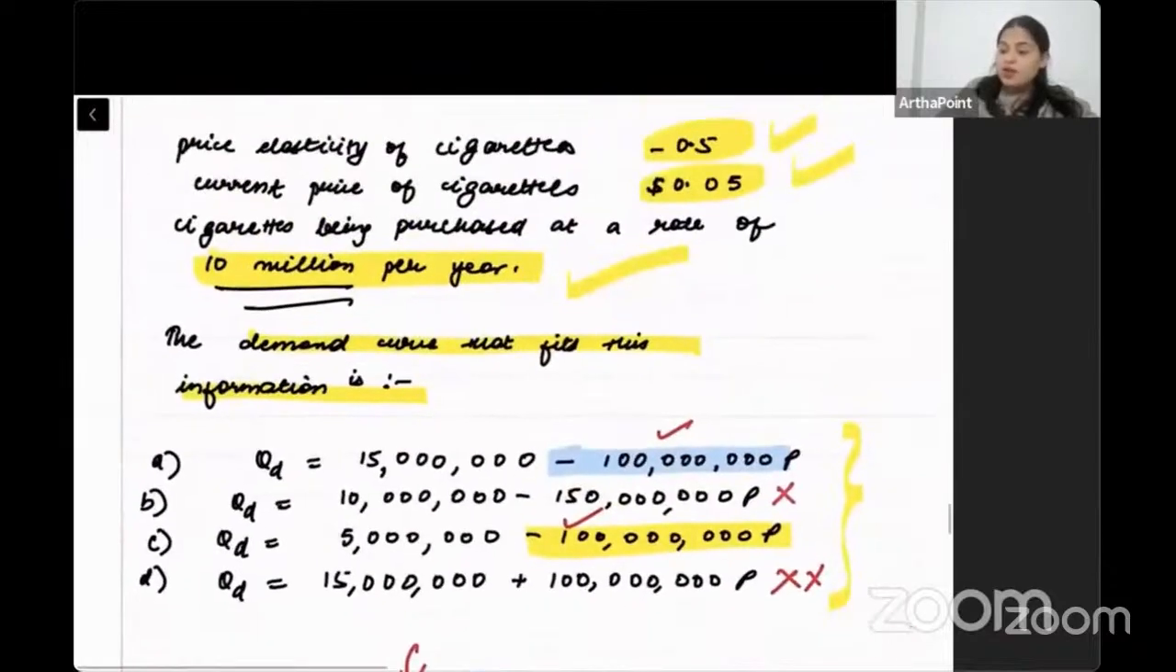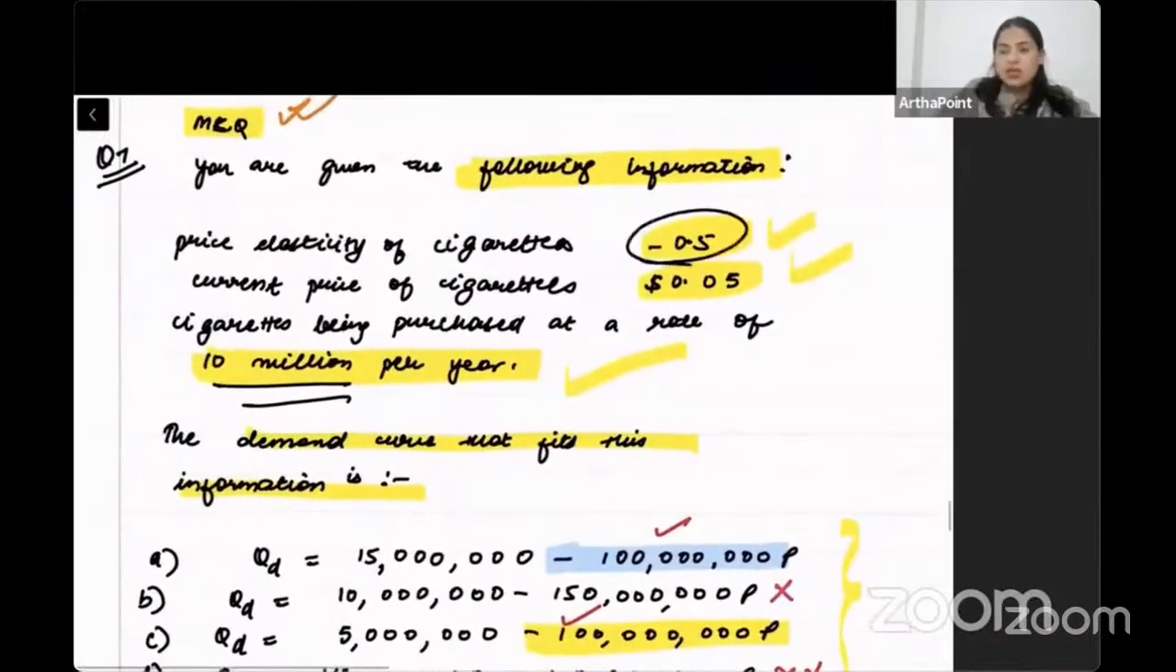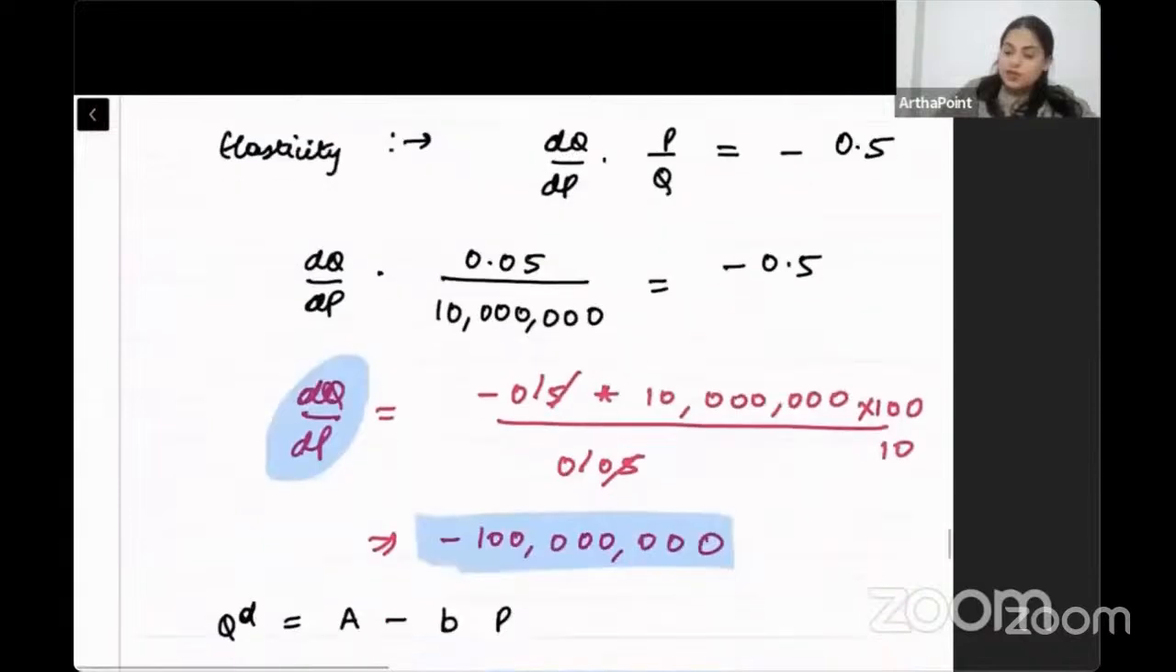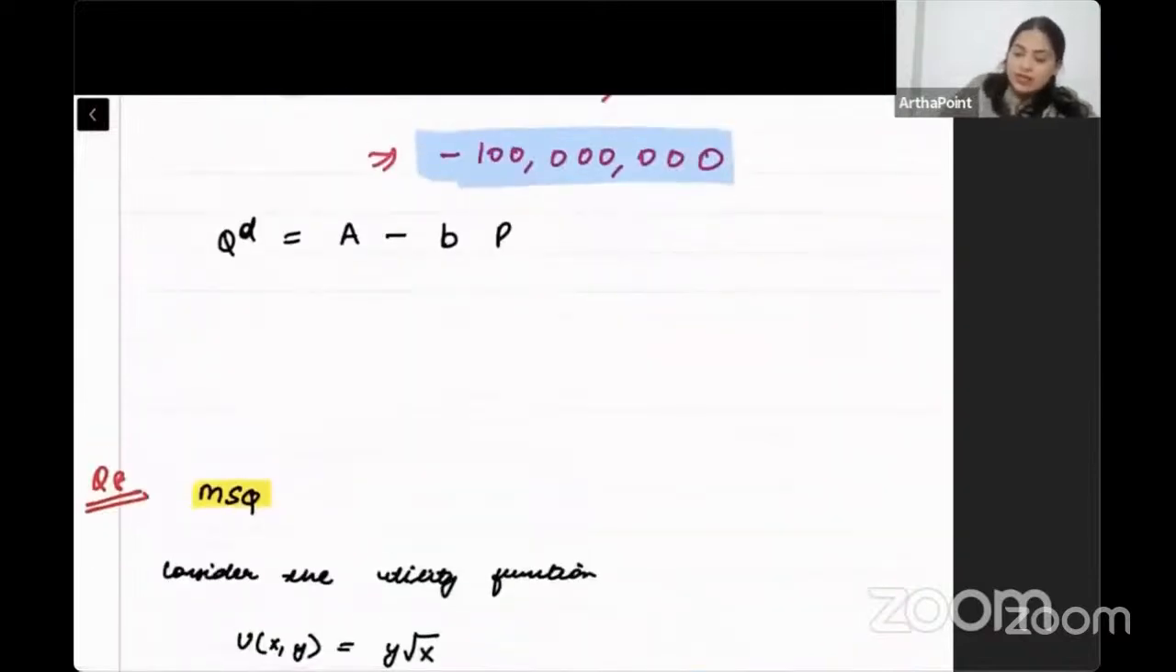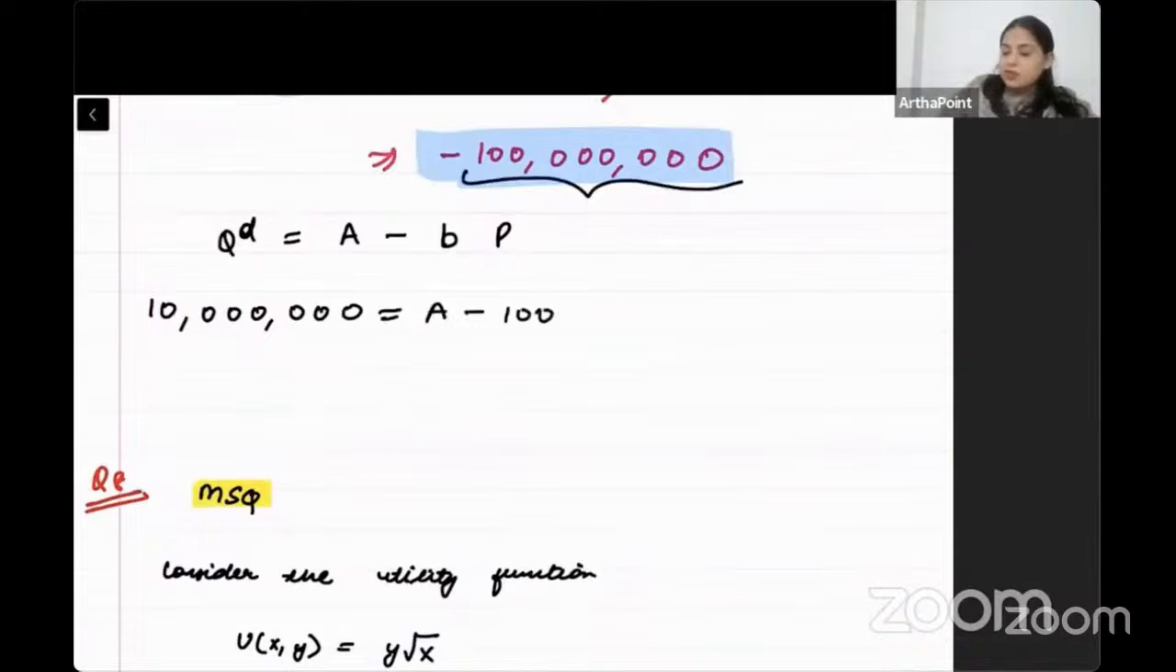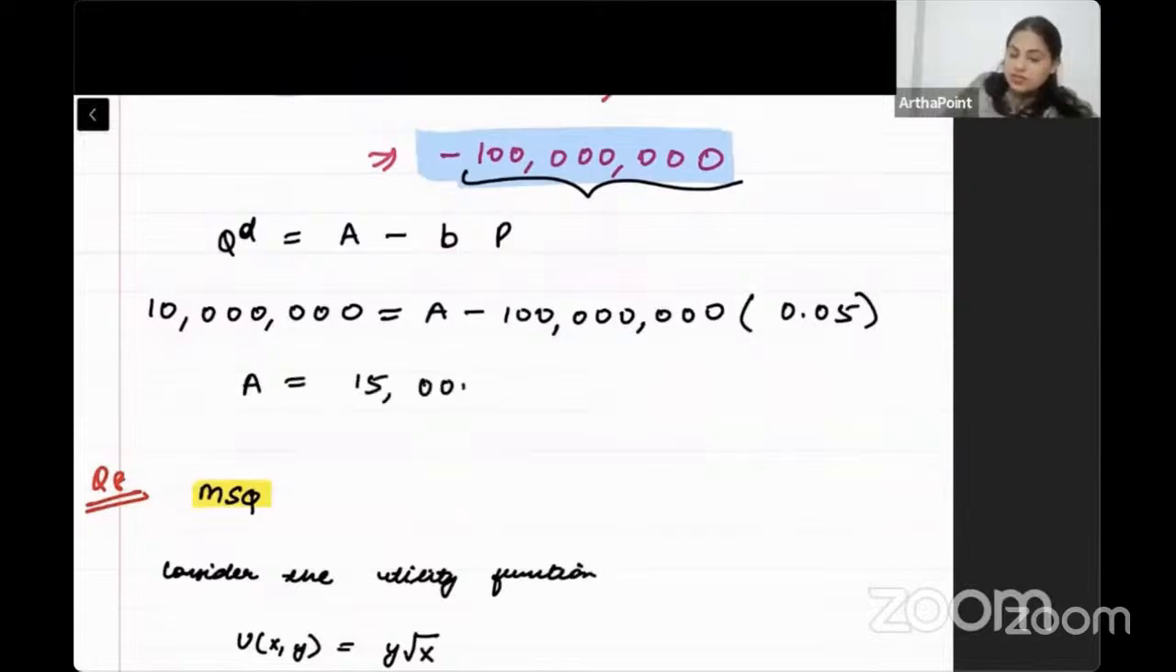बेटा you are given बाकी दो वैल्यूज भी तो दी हैं. अभी तक तो मैंने सिर्फ इलास्टिसिटी यूज की है, बाकी दो को भी यूज करते हैं. So you are given that when this is 10 million, this is 0.05. So I can put 10 million here. B की जगह पे I will put this value. And P की जगह पे I will put 0.05. So when you will solve for A, you will get this as this.